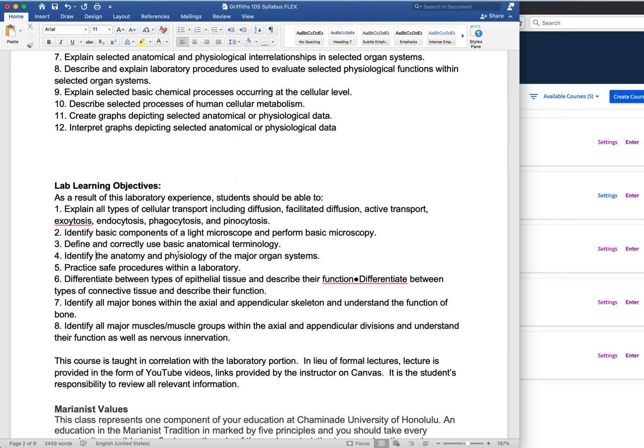The different organ systems that we're going to be talking about in our body. I want you to describe all the different anatomical parts and some of the physiology of the major organ systems. And then, of course, we'll talk about safe practices and procedures within the laboratory.